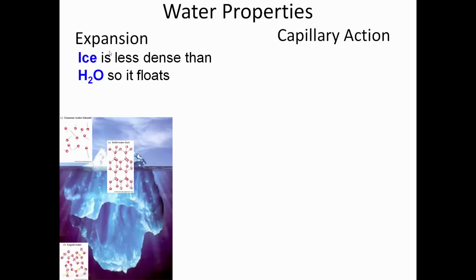Water properties. Two of the properties we're going to talk about on this slide are expansion. Water is less dense. If you take a look at gaseous water, the molecules are all over the place. Liquid water, they're partially hydrogen bonded, and solid water, totally hydrogen bonded. And then what happens is they actually sort of spread out when they get all these hydrogen bonds, and that makes ice less dense, which means ice floats in liquid water, 90% down, 10% up. There's not that much difference in density, but it's enough to allow it to float.